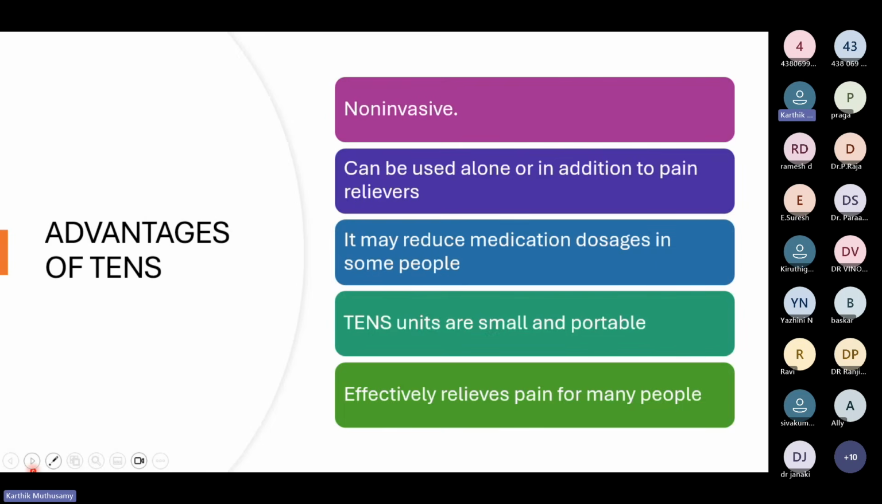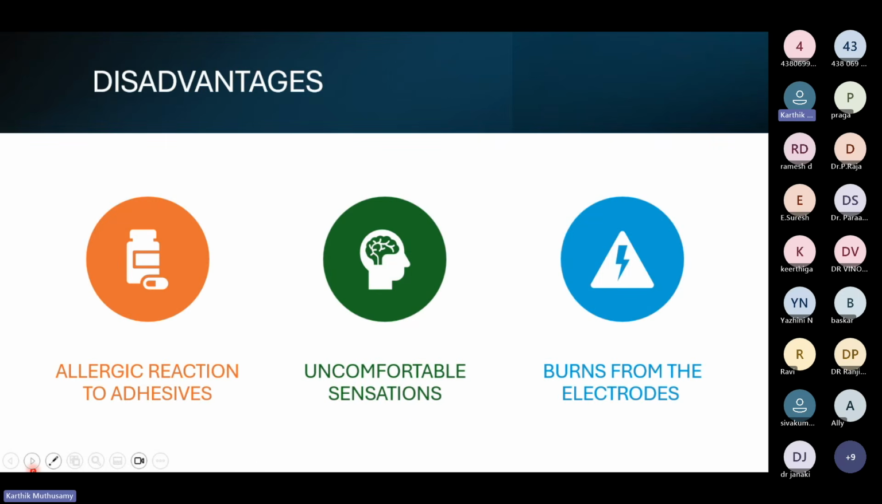The advantages of TENS are that it is non-invasive, and it can be used alone or in addition to other pain relievers. It also reduces the dosage of medications needed in some people. The TENS unit is very small and portable, very handy, can be taken anywhere, and effectively relieves pain for many people. There are minor disadvantages in TENS therapy. The adhesives used in electrodes can cause minor allergic reactions in some people, and the electrical sensations can be uncomfortable, like a tingling or burning sensation. And rarely, the electrodes can cause minor burns at the area of contact.